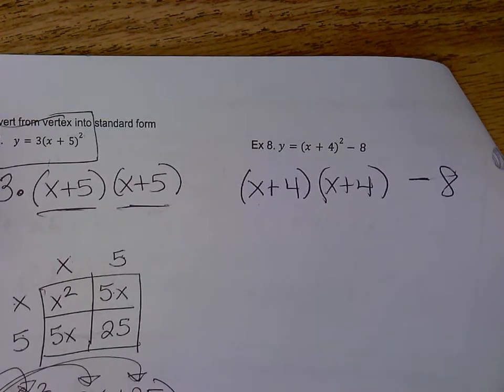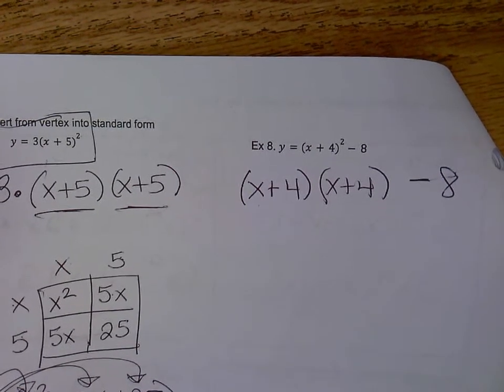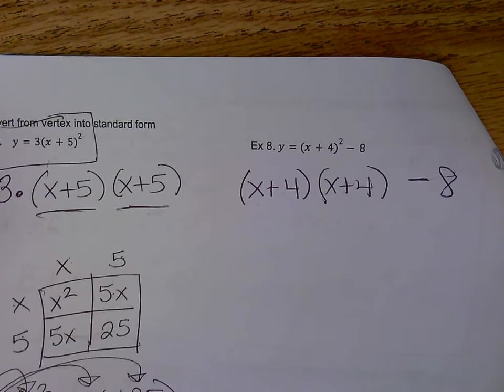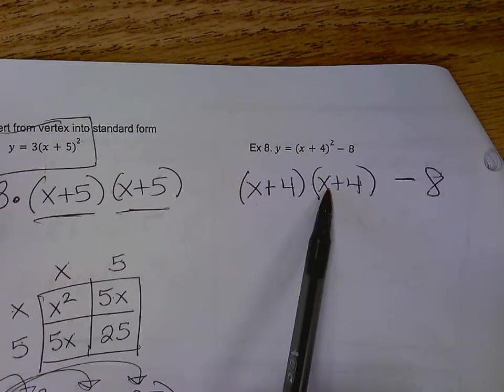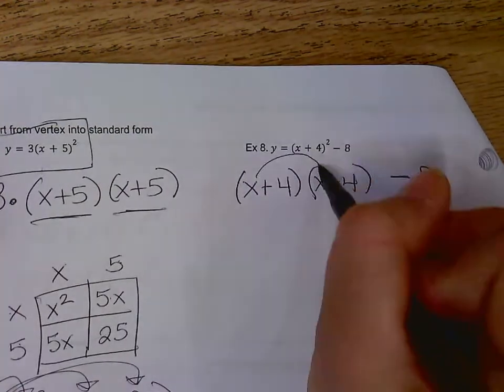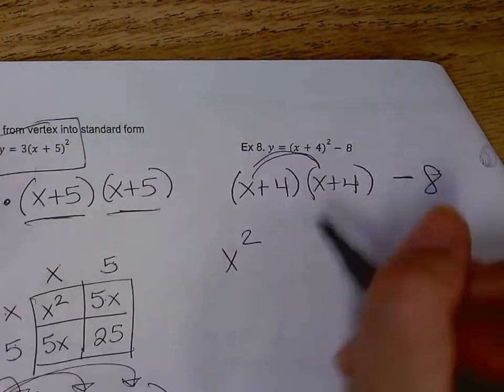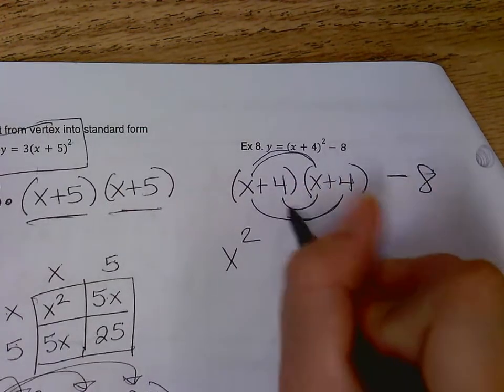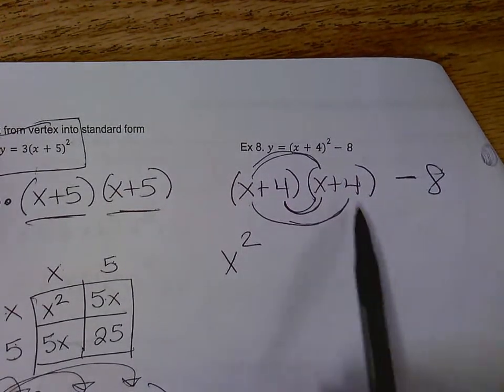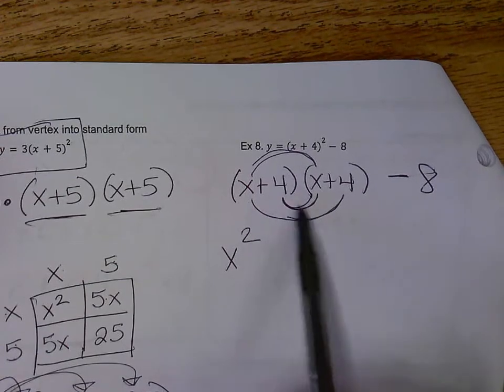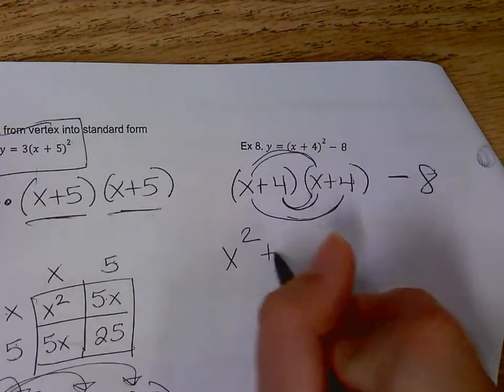So the other method, Parker and Noah, that I reviewed with them is just called FOIL. When you actually look at the equation and you do the first 2 terms, so you do x times x, which is just x squared, and you write it down. Then you do the outer 2 terms and the inner 2 terms and add them together. So this would give you 4x. This would also give you 4x. If you add them together, you'll have 8x.